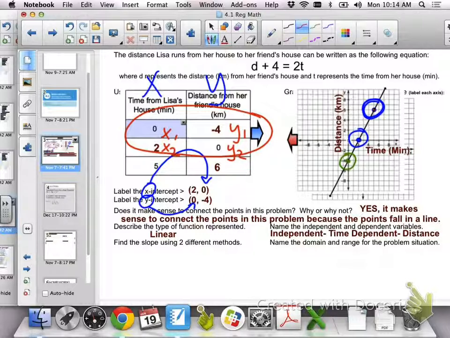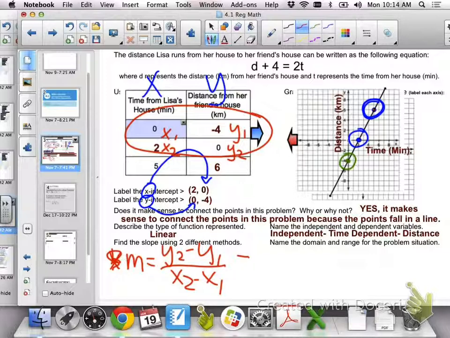So I'm going to plug that into my equation. Oops, I'm sorry, this should say m equals y sub 2 minus y sub 1 over x sub 2 minus x sub 1. So it looks like I'm going to get 0 minus negative 4 over 2 minus 0.